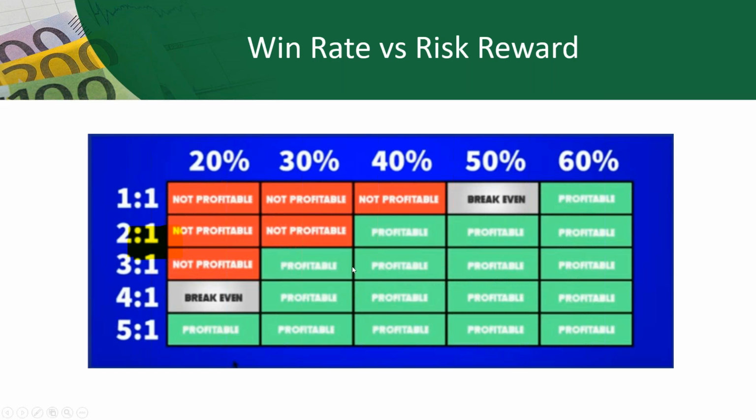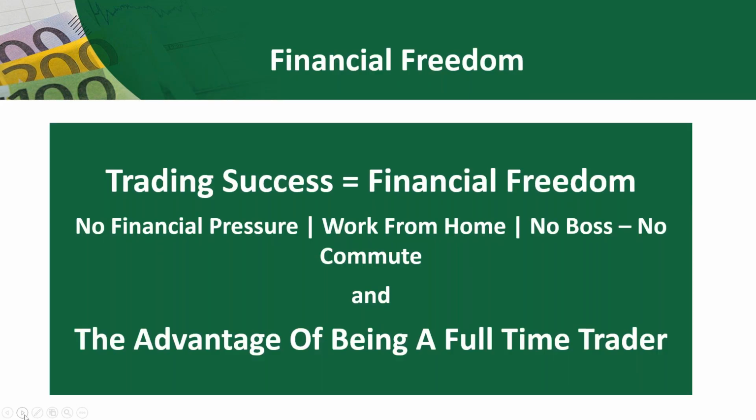So we're at 3-to-1. So even if we were only a 30% win rate, we would still be a profitable trader. Okay, you got it? All right, let's keep going.